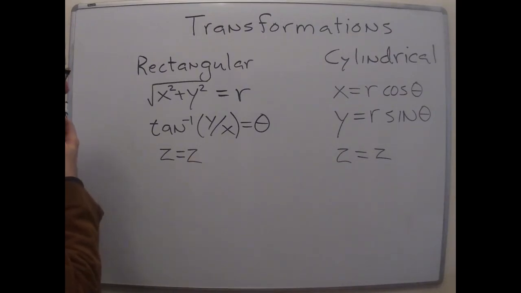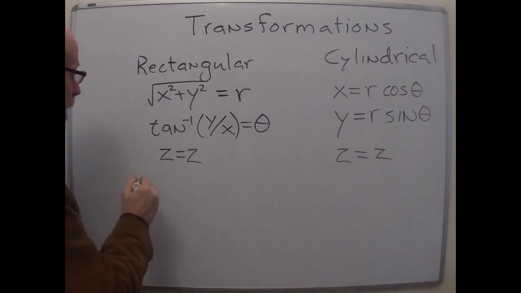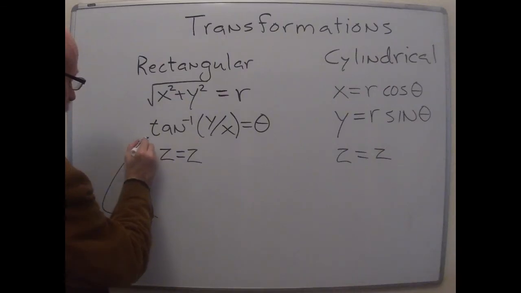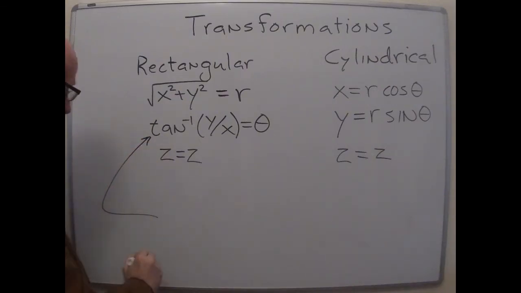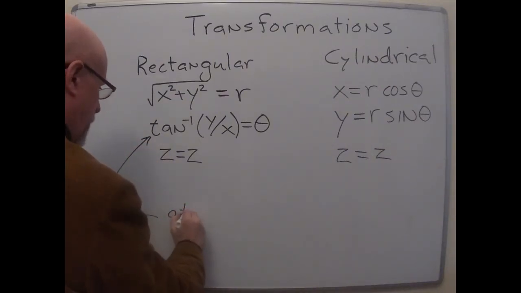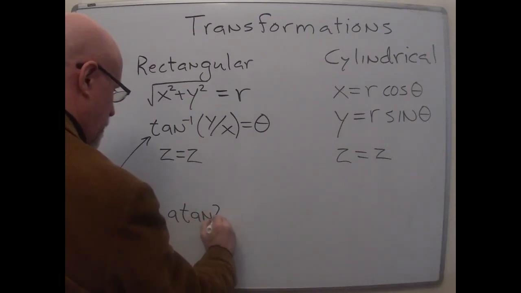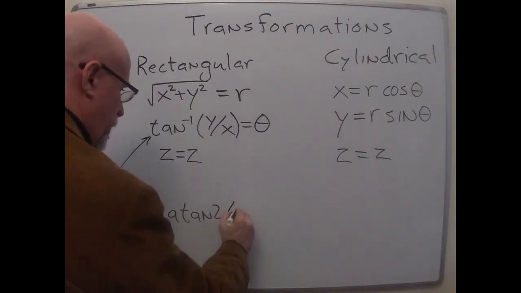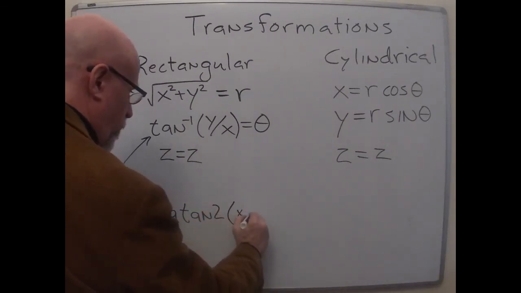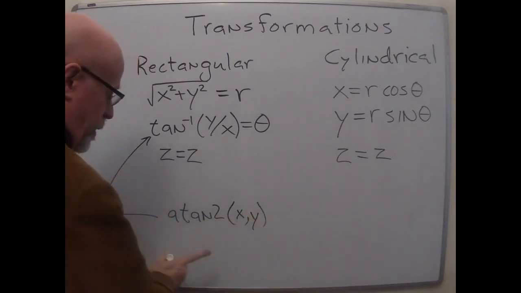What we really need is what they do in a lot of programming languages. They have a function called atan2. And atan2 takes two arguments, an x coordinate and a y coordinate, and it figures out the angle to that point.